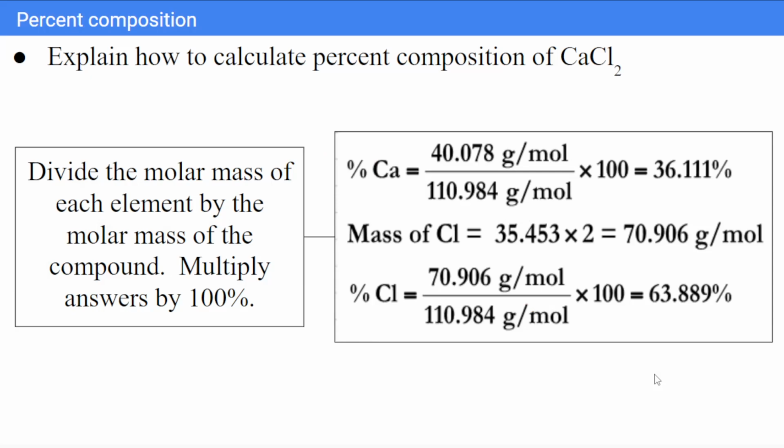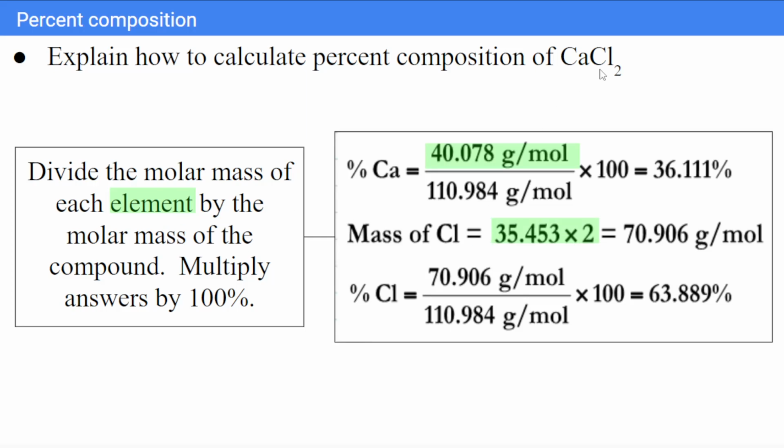Now percent composition, this is a little different because we're looking at the mass. We're looking at the mass percent. So it's called percent composition, but it's also called mass percent. So if we're going to calculate the percent composition of calcium chloride, we have to divide the molar mass of each element. So there's calcium, and then there's chlorine.